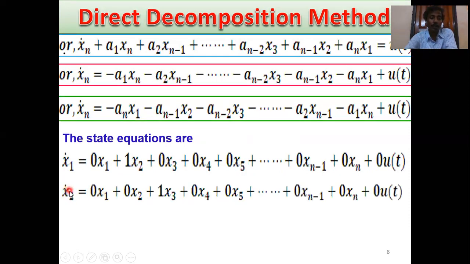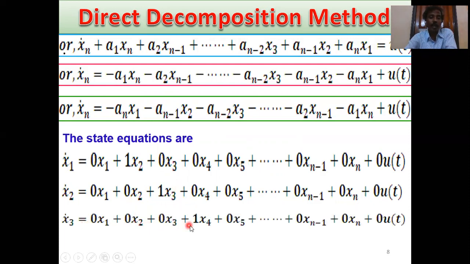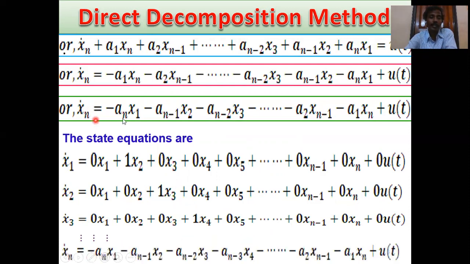Similarly, x2 dot equals x3, and all the other coefficients are 0. And similarly, x3 dot equals x4, and the other coefficients are 0. Dot dot dot, xn dot equals minus an x1, minus an minus 1 x2, minus an minus 2 x3, minus an minus 3 x4, dot dot dot, minus a1 xn, plus u of t. These are all the state equations.